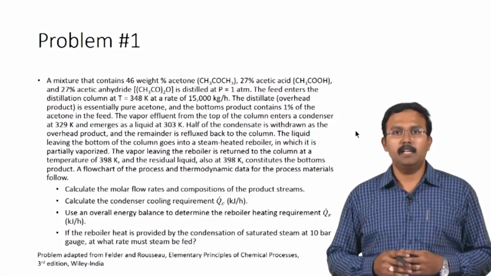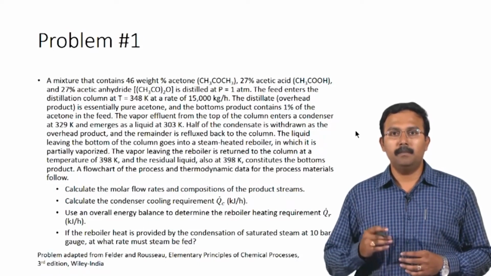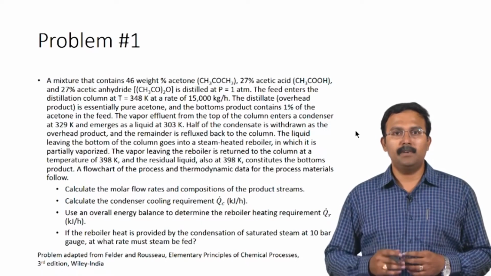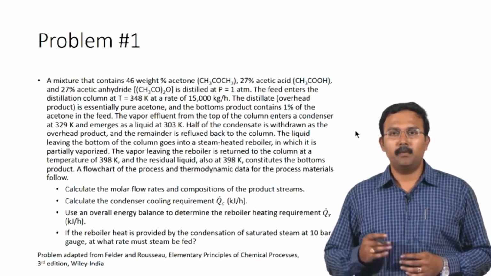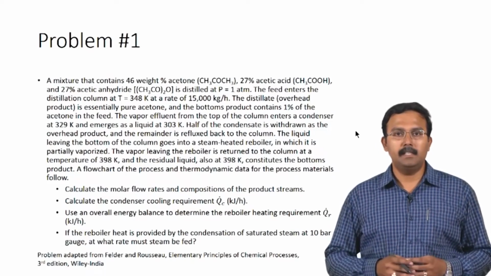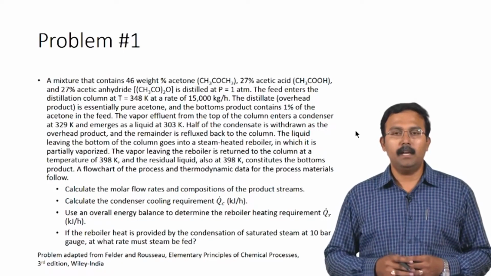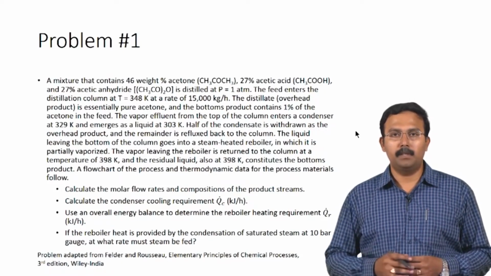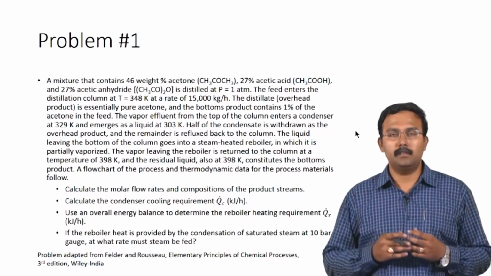A mixture that contains 46 weight percent acetone, 27% acetic acid, and 27% acetic anhydride is distilled at a pressure of 1 atmosphere. The feed enters the distillation column at a temperature of 348 Kelvin at a rate of 15,000 kilograms per hour. The distillate, which is the overhead product, is essentially pure acetone, and the bottoms product contains 1% of the acetone fed to the system.